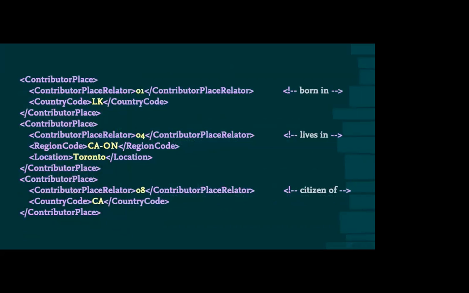Here's an example of an author. In fact, this is Michael Ondaatje, who has a Dutch and Sinhalese background, who was born in Sri Lanka, educated partly in England, and is now a Canadian citizen who lives in Toronto.